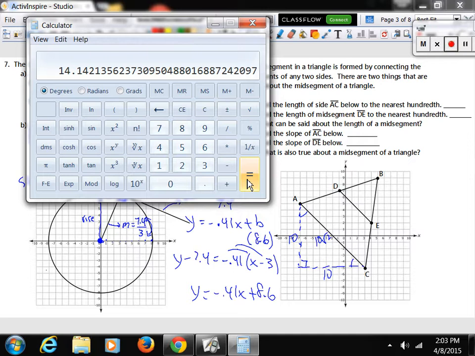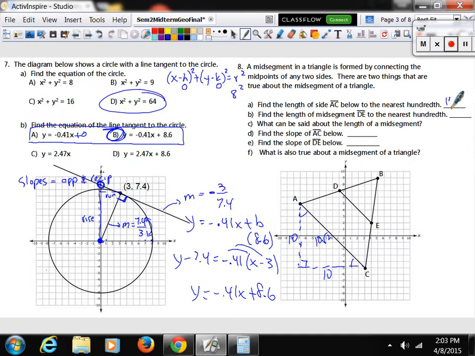Or 14.14, it says to the nearest hundredth. So that was 14.14. If I wanted to do the same thing here, it'd be 1, 2, 3, 4, 5, 1, 2, 3, 4, 5. 5, 5, so this is 5 radical 2.